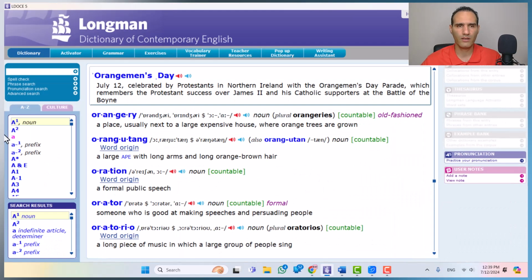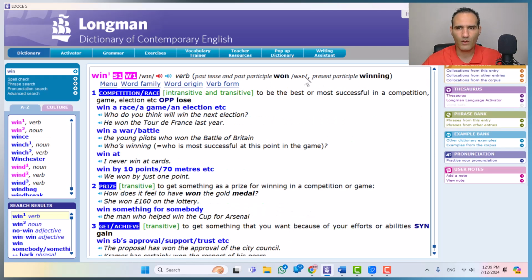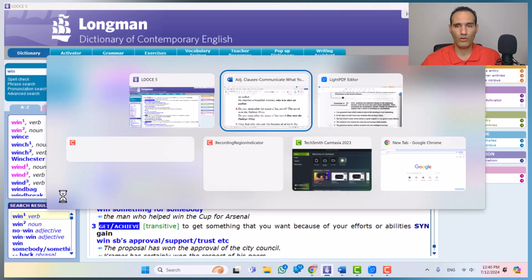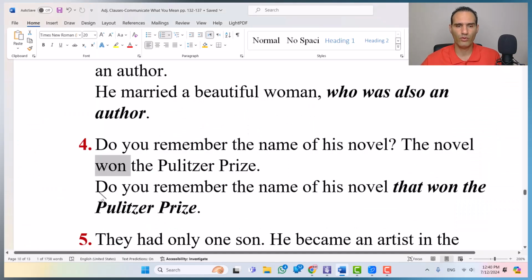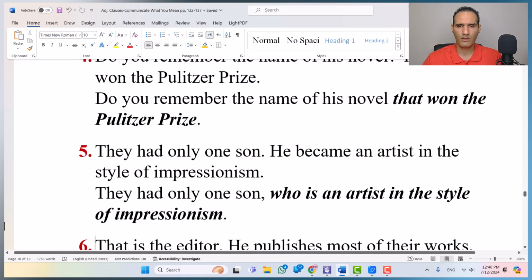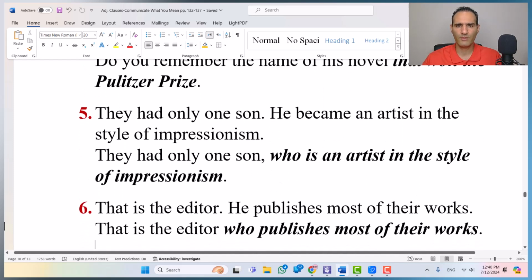Let's take a look at our dictionary and see what Longman says. Win, won, won. So you see, for example, this sentence can help us. He won the Tour de France last year. And look at this one. We won by just 1 point. So it is not "won", it is "won". We won by just 1 point. Okay? So that is about won and Pulitzer Prize we talked about.